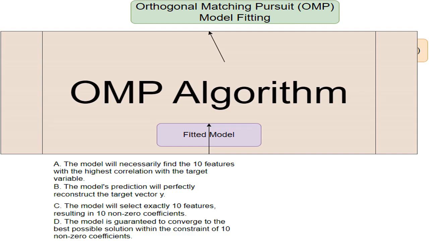I'm focusing on statement C here. This statement is true. The parameter _n_non_zero_cofs equals 10 directly tells the OrthogonalMatchingPursuit (OMP) algorithm to select at most 10 features. It means the model will give non-zero importance to exactly 10 features. Think of it as having a budget of 10 features, and the OMP algorithm uses up the entire budget. This is a core feature of OMP.